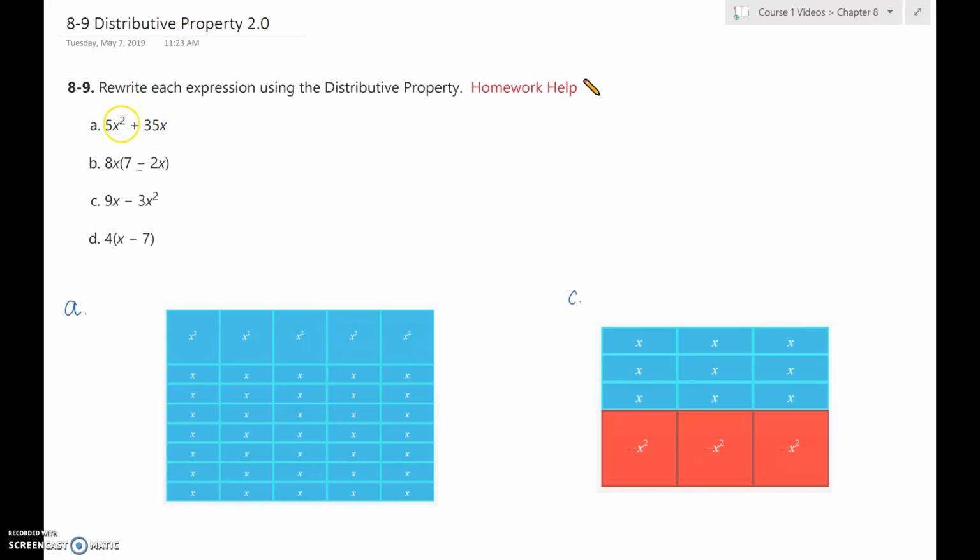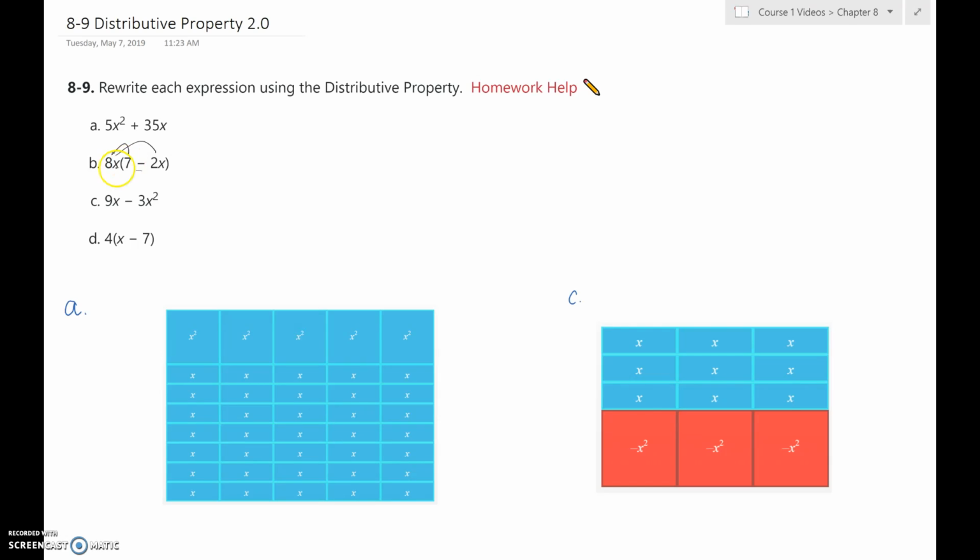So this asks you to rewrite each expression using the distributive property. It gave you two terms, and they want you to make it look like a product of two factors. So can you rewrite this as two factors that are being multiplied? And can you write these two factors as a product? Can we multiply each term by 8x? So let's go ahead and do that one first.